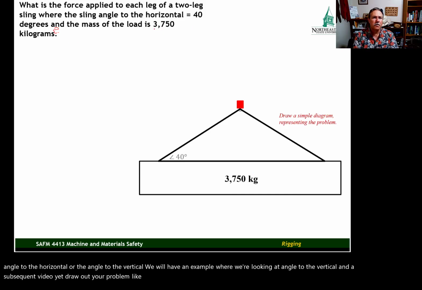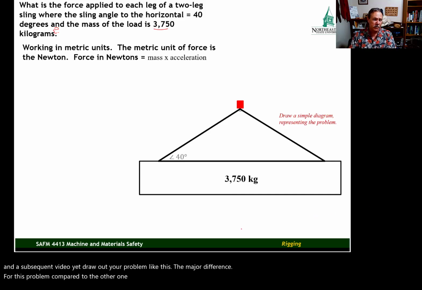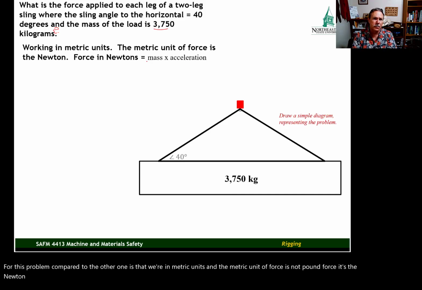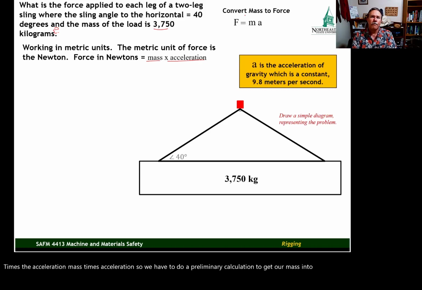The major difference for this problem compared to the other one is that we're in metric units. And the metric unit of force is not pound force, it's the Newton. And force in newtons equals the mass times the acceleration. So we have to do a preliminary calculation to get our mass into newtons. Again, force equals mass times acceleration, and acceleration is the acceleration of gravity, which is a constant 9.8 meters per second squared.